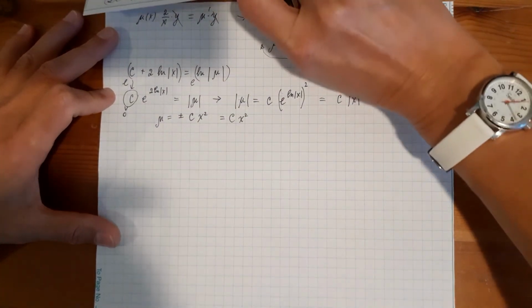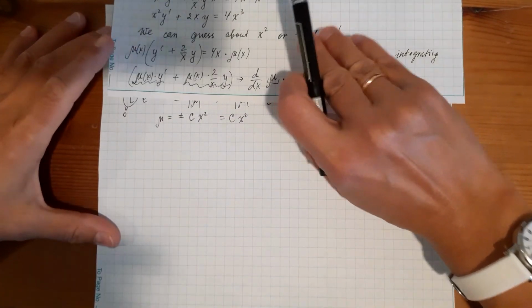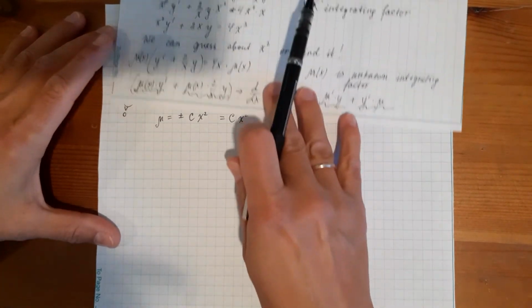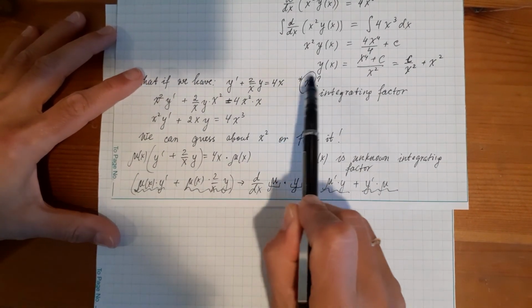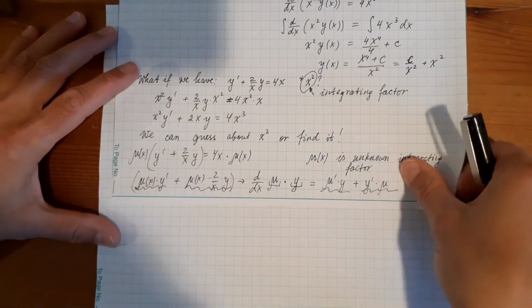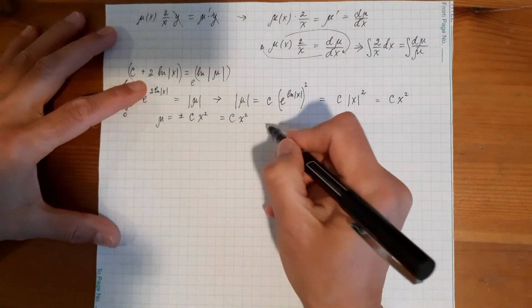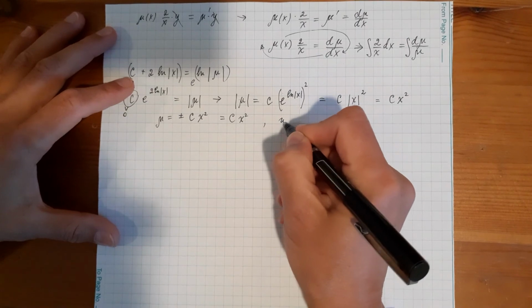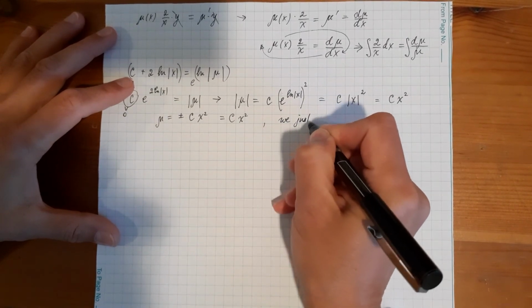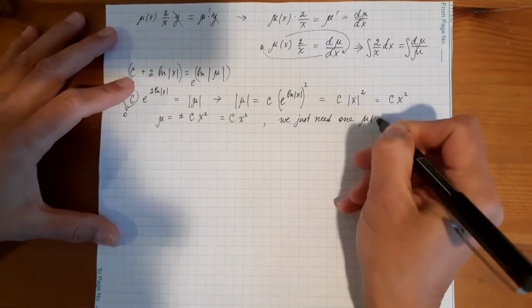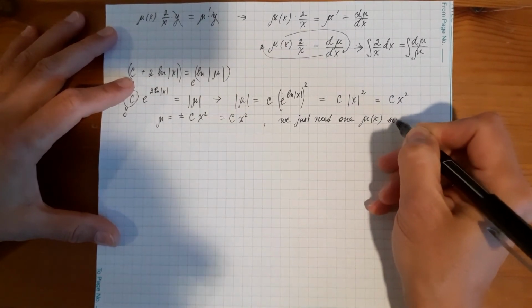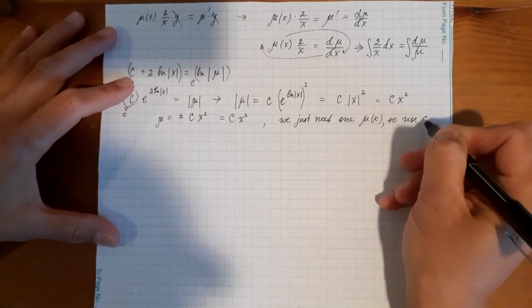Let me move this page over here. You just need one, still not visible. We just need one integrating factor. And in our case, it's x squared. So we can set c equals 0. We just need one mu of x. So use c equals 1.